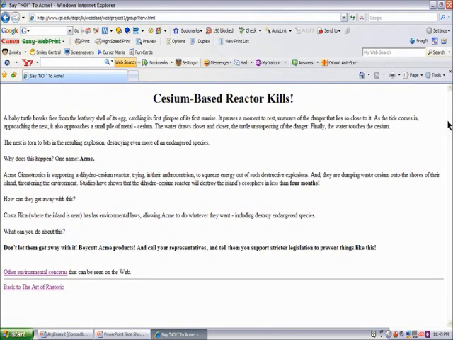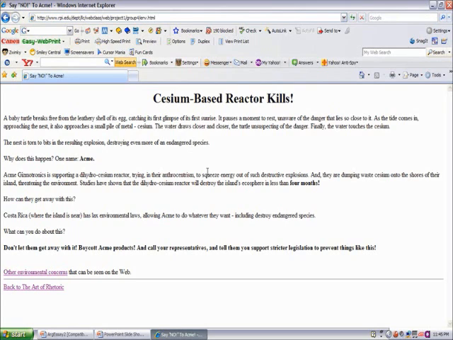So here we are. Here's our pathetic appeal. Cesium-based reactor kills. A baby turtle breaks free from the leathery shell of its egg, catching its first glimpse of its first sunrise. It pauses a moment to rest, unaware of the danger that lies so close to it. As the tide comes in, approaching the nest, it also approaches a small pile of metal, cesium. The water draws closer and closer, the turtle unsuspecting of the danger. Finally, the water touches the cesium. The nest is torn to bits in the resulting explosion, destroying even more of an endangered species.